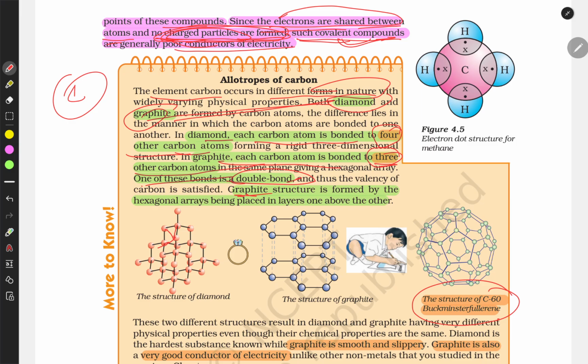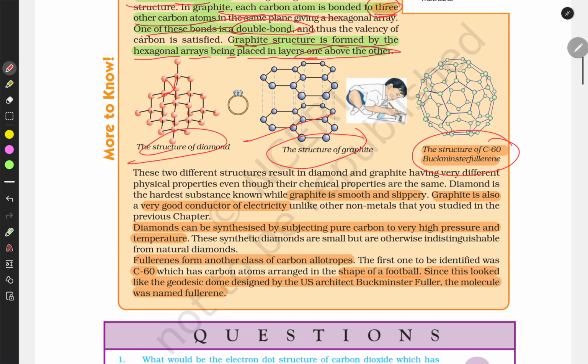And the graphite structure is formed by hexagonal rings placed in layers one above another. Also, graphite conducts electricity, and diamond does not conduct electricity. Graphite is smooth and slippery, and it is a good conductor of electricity. Diamond can be synthesized by subjecting pure carbon to high temperature and pressure.